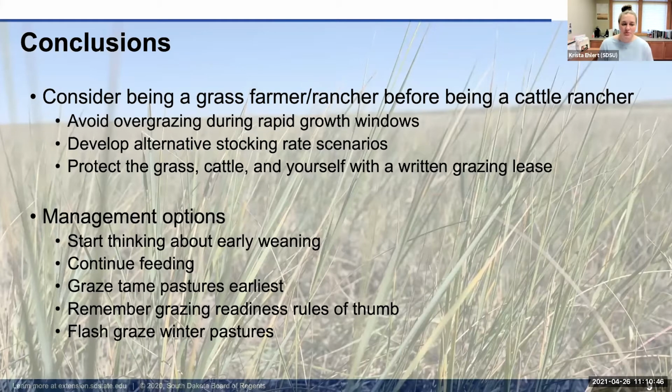And again, your management options, you can start thinking about early weaning. You want to start thinking about that now because that's going to affect your timetables for a lot of things, including your marketing. Continue feeding if you have the resources available. Graze your tame pastures the earliest. Remember grazing readiness rules of thumb, and flash graze winter pastures if you have them available.